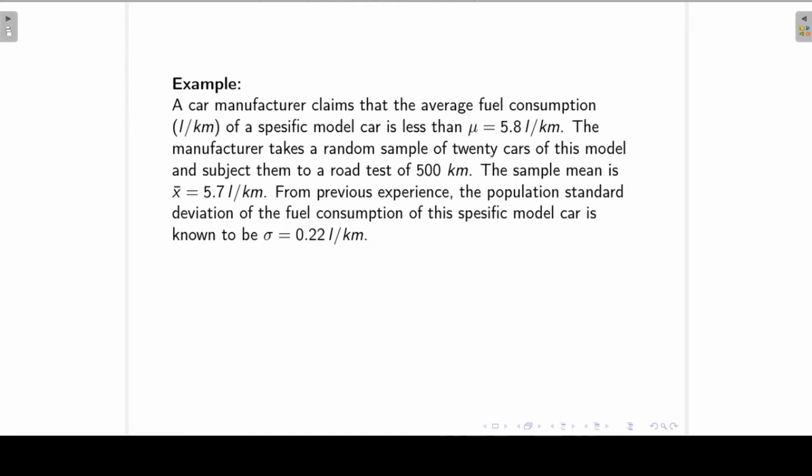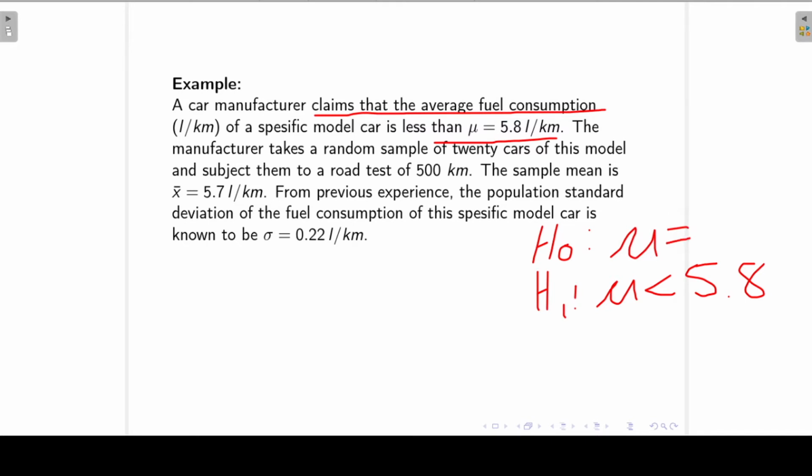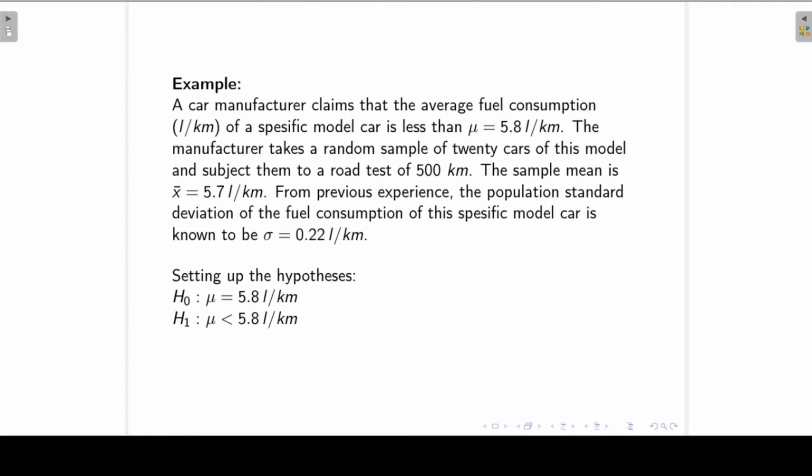If you read the example, the car manufacturer claims that the average fuel consumption is less than 5.8 liters per kilometer. So our alternative hypothesis would be that the mean is less than 5.8. And you will remember from the previous lecture that our null hypothesis will be the hypothesis where we have the equal to sign. So the manufacturer's claim is reflected in our alternative hypothesis that the population mean fuel consumption is less than 5.8, and then our null hypothesis is that it is 5.8, actually implying 5.8 and more. Okay, so that's the first step, to set up our hypotheses.